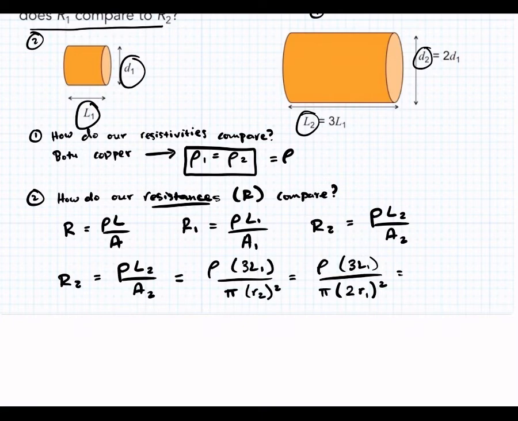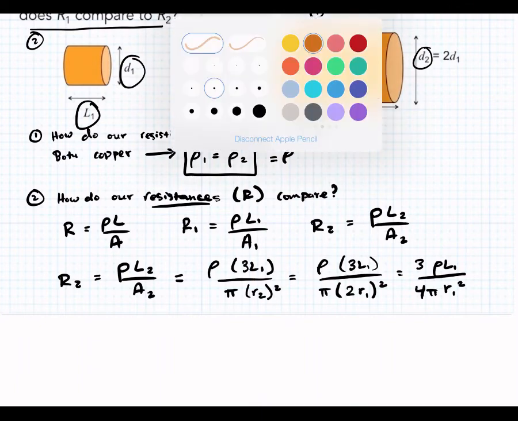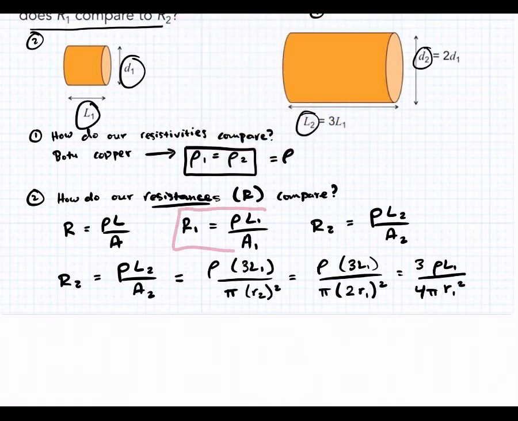So now we just have to do a little bit of algebra. This is going to be 3 rho L1 over 4 pi R1 squared, because when you square the 2, you get 4. So if you look at this, R1 is equal to rho L1 over A1, all right? A1 is this, pi R1 squared. And so this whole thing gives us R1. So we now know that R2 is equal to 3/4 R1.